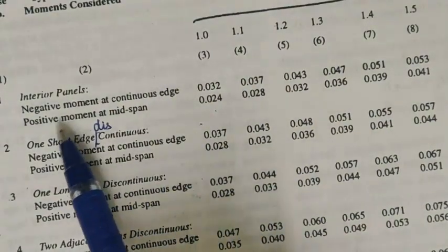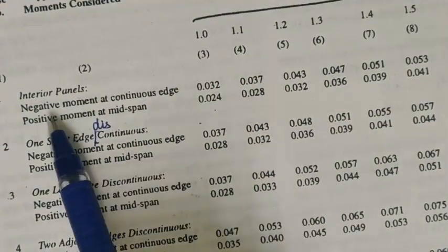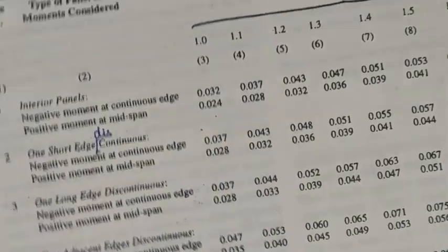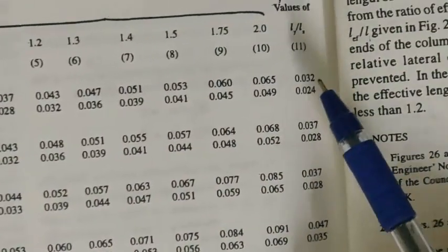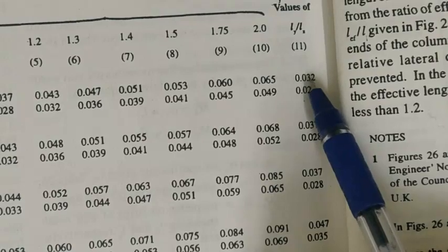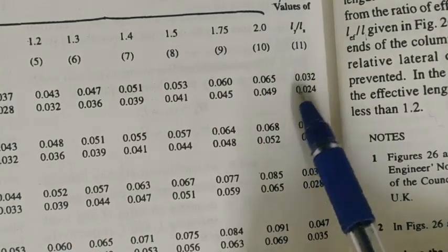One is a positive value, positive at midspan, another is a negative value. Similarly, for alpha y also we will have two values. One is a positive, another one is a negative. Now what do we mean by all this?